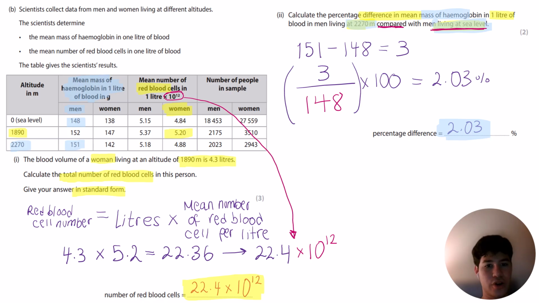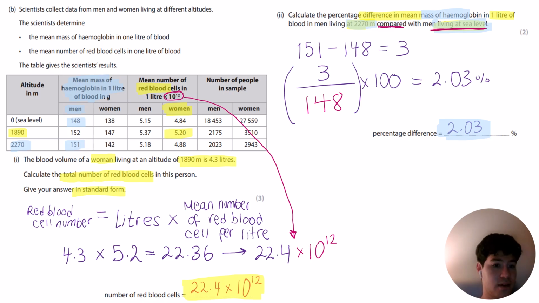Now the second part is calculate the percentage difference in mean mass in 1 liter of blood in men living at 2,270 meters compared with men living at sea level. Now, when you see compared with men living at sea level, compared, hint compared, you're going to write the value of the men living at sea level as your denominator when you're calculating your percentage. And when they say the percentage difference, know that you're going to have to substitute something.